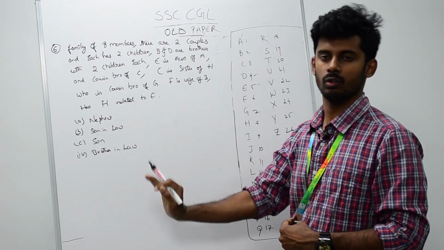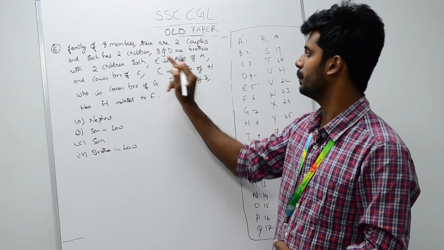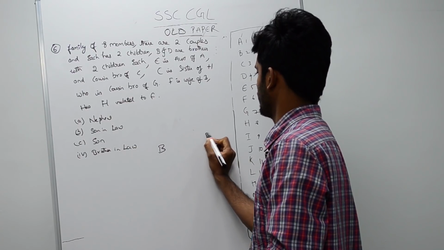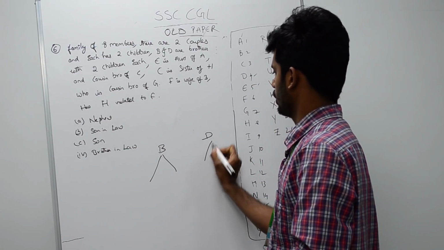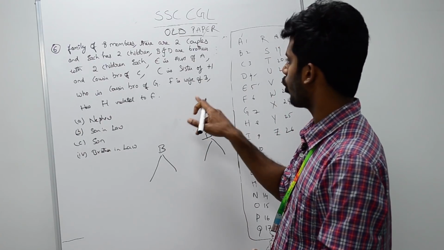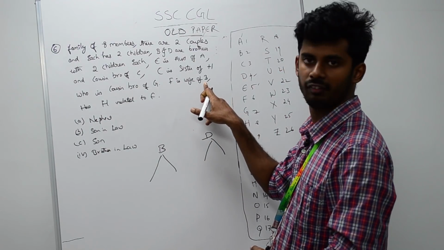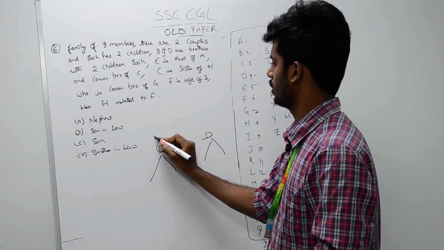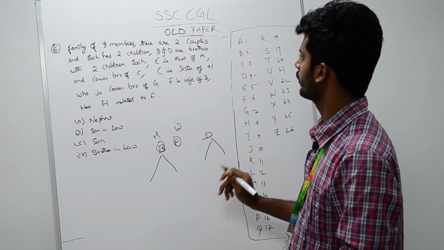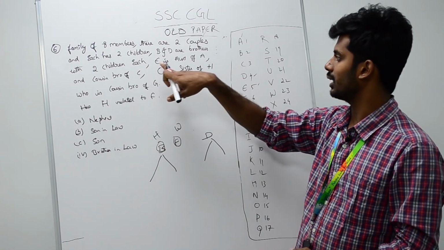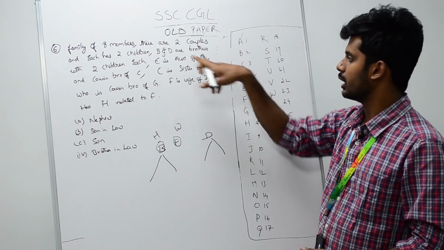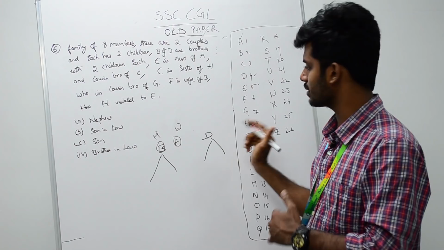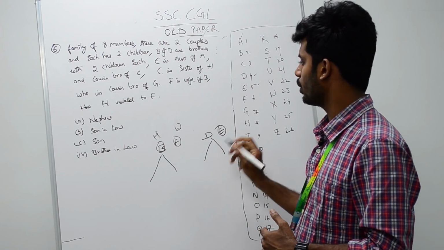So let's now draw the diagram. We can clearly say that B and D are male. So each has 2 children and they have already given that F is wife of B. So husband and wife. Here they have given that E is aunt of A. So E is a lady. So obviously the second person is E, who is wife of D.